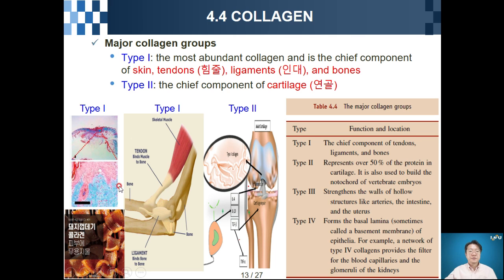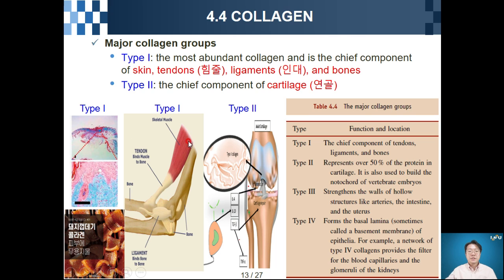So who published this paper? It's me. I published this paper in Nature Chemical Biology. I stained the mouse skin and found that the collagen was deposited like this, in blue color. And also we can easily see type 1 collagen in 돼지 껍데기.